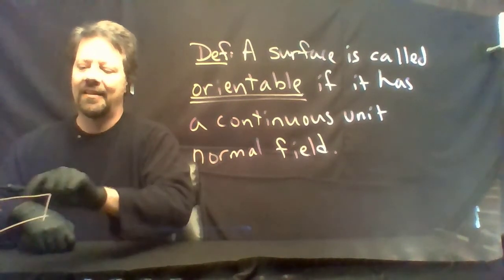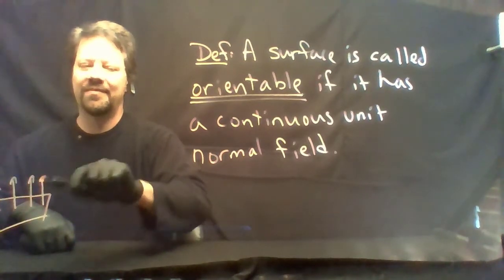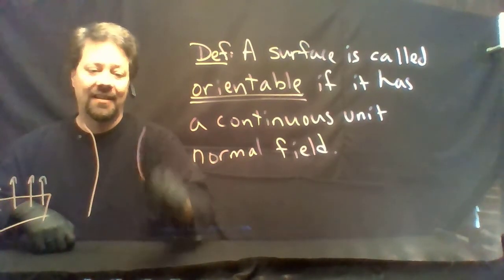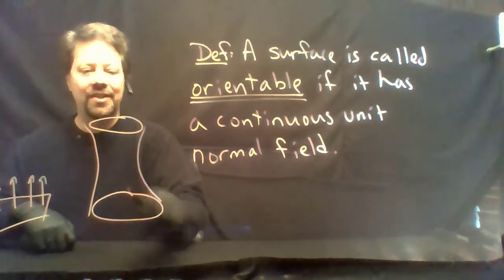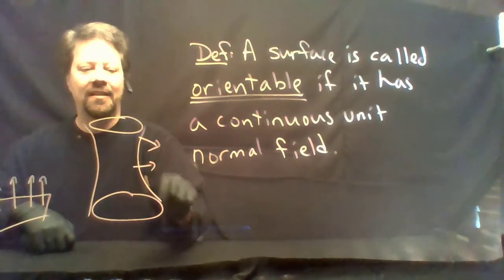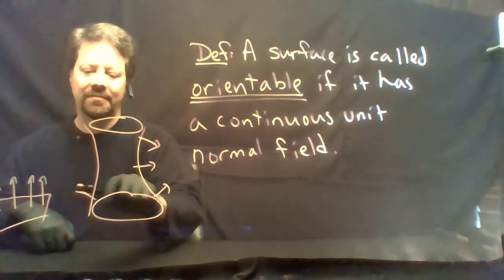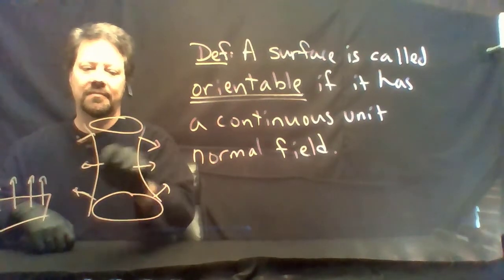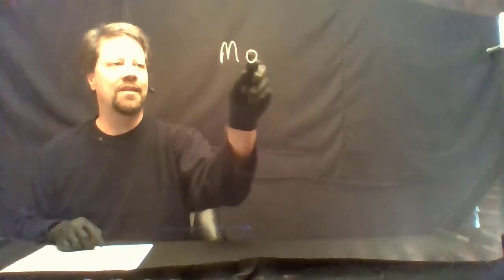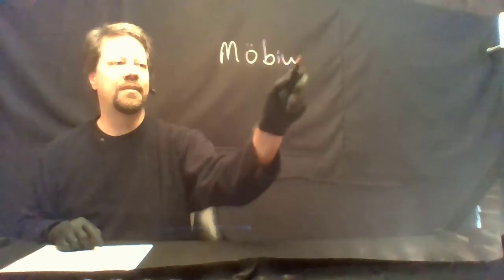A plane is orientable. A hyperboloid of one sheet is orientable. Let me show you an example of a surface that is not orientable. It's called a Möbius strip.